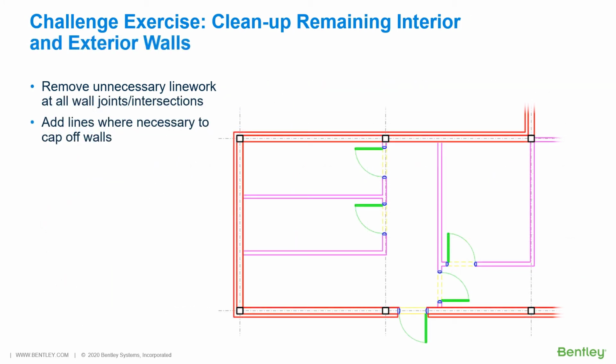For this challenge exercise, you will continue to clean up any remaining interior and exterior walls using the tools and techniques learned in the previous lessons. For this, you will be removing unnecessary line work at all wall joints and intersections. The tool that you utilize will be completely up to you. And add lines where necessary to cap off walls and ensure that all line work is on the correct level.